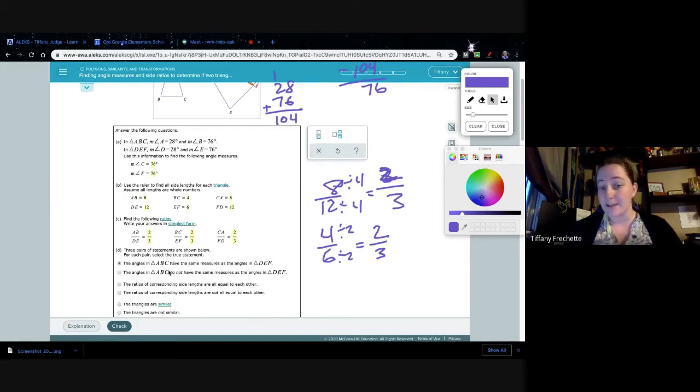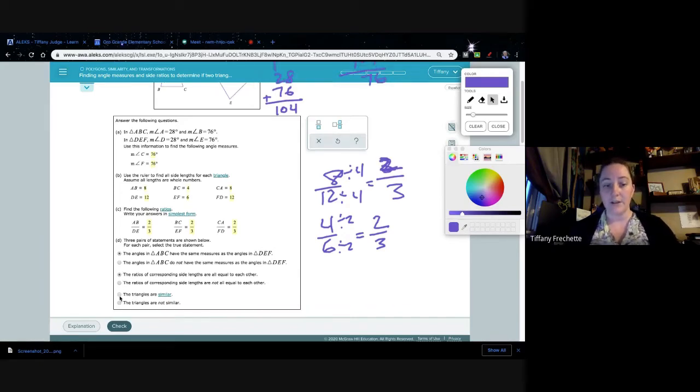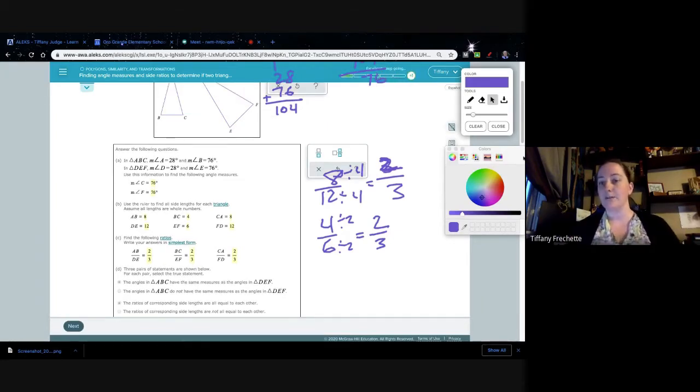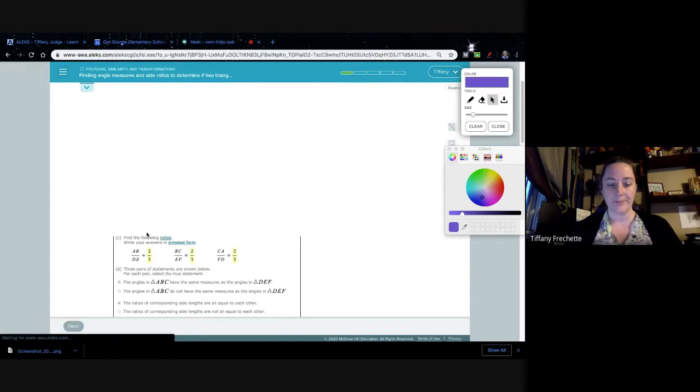Make sure you read it. Sometimes they might flip-flop it. The ratios of corresponding sides are equal, so the triangles are similar. Check. Yay. All right, so we're going to clear this, and we're going to do 2 more.